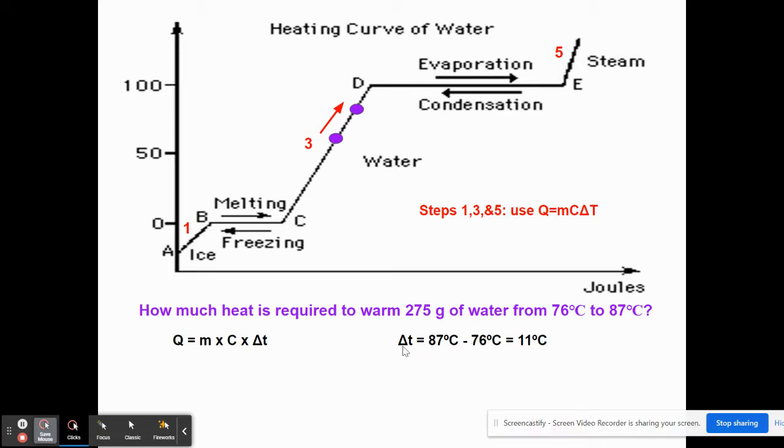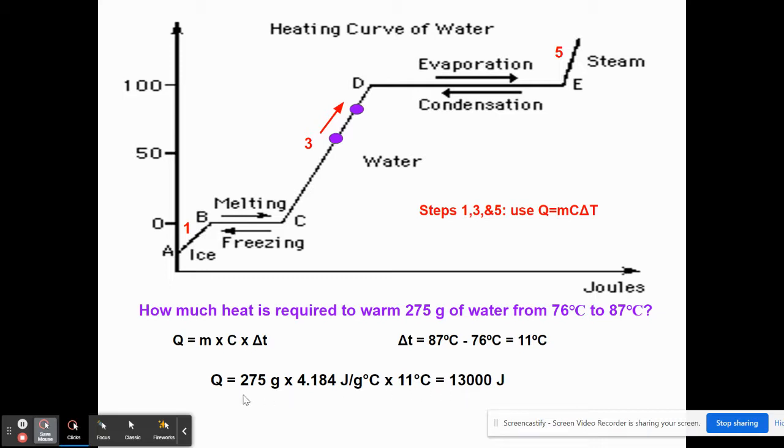Now I can always look up the specific heat of water. That's the C part. But I gave it to you in the notes, so you've got it in your notes from last time. You can always Google it, and then you plug in. So the mass is 275 grams, the specific heat of water is 4.184 joules per gram degrees Celsius, times the change in temperature, which is 11 degrees Celsius. Now, all I have to do is multiply all these numbers together. I get about 13,000 joules, just rounding to 13,000 joules.